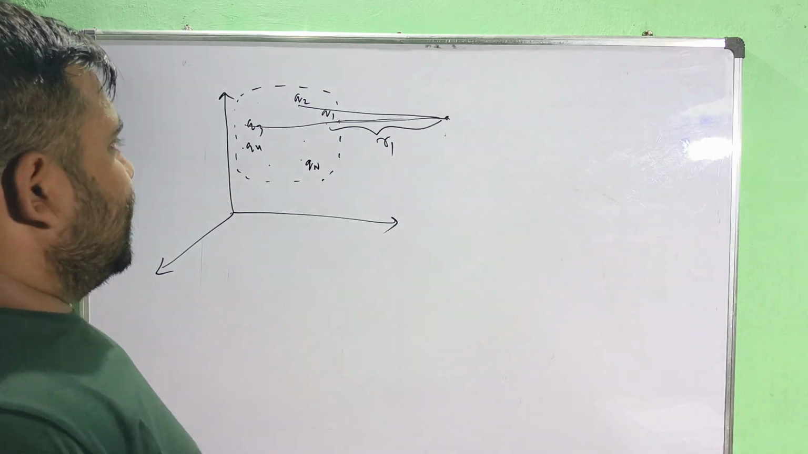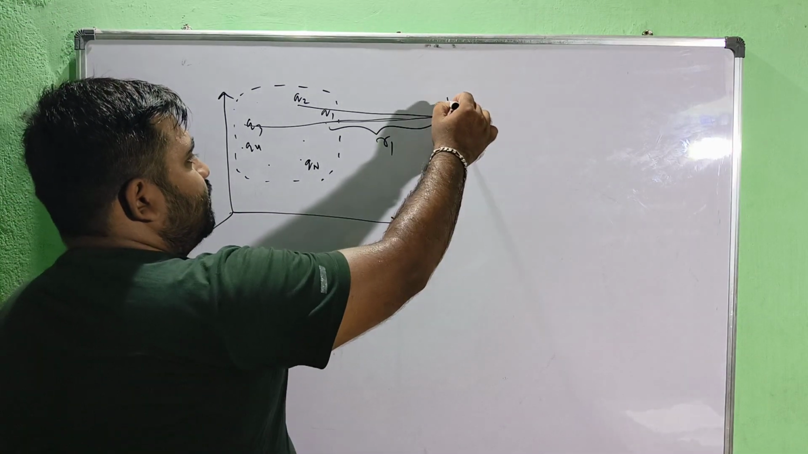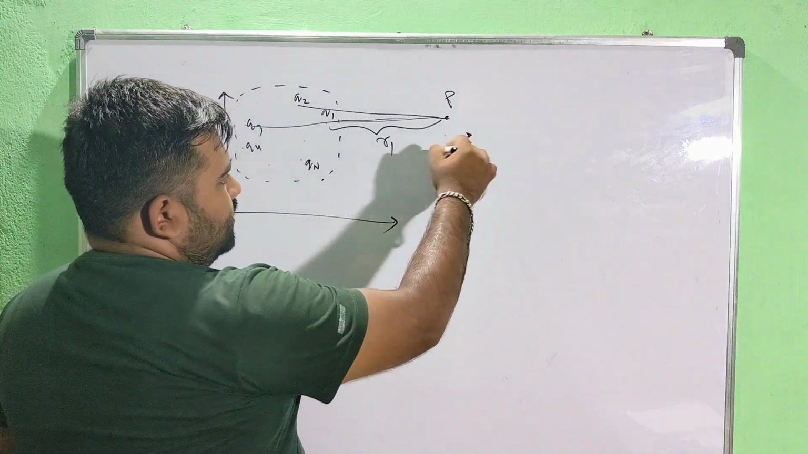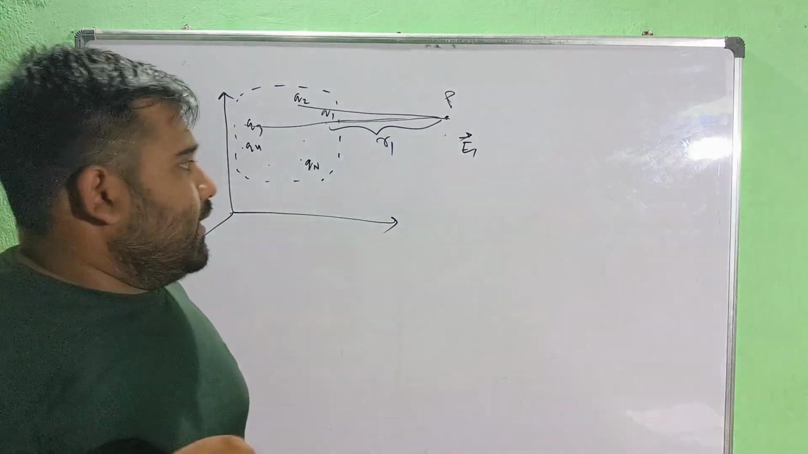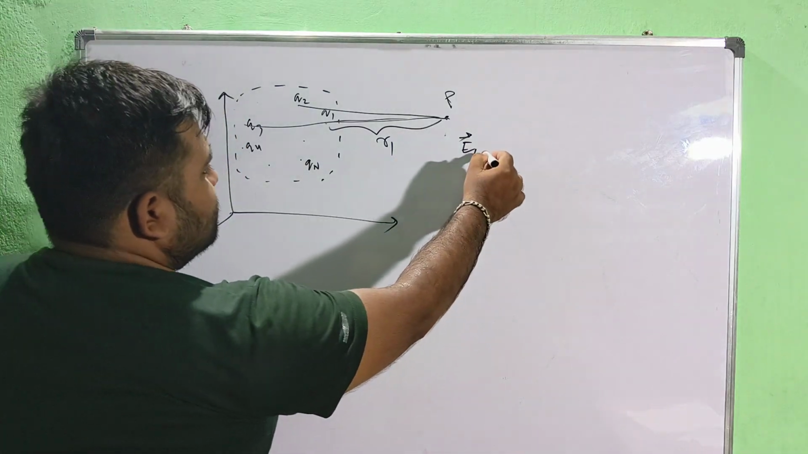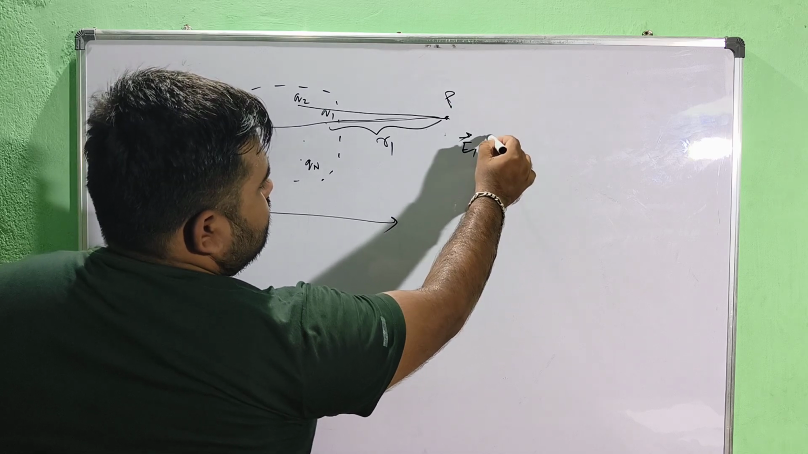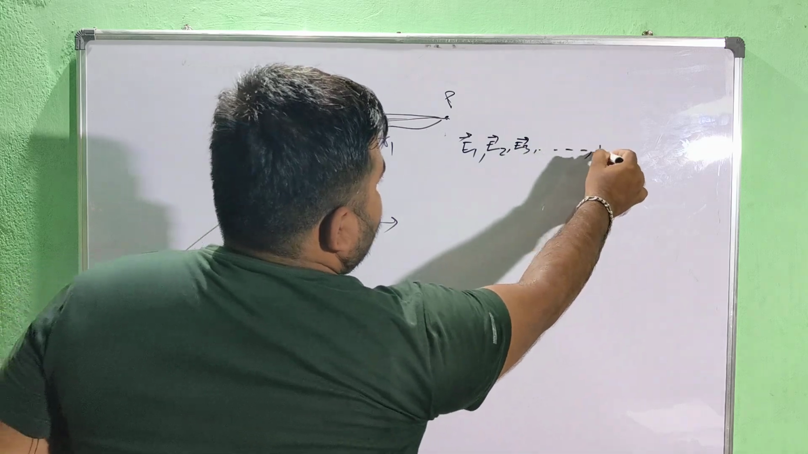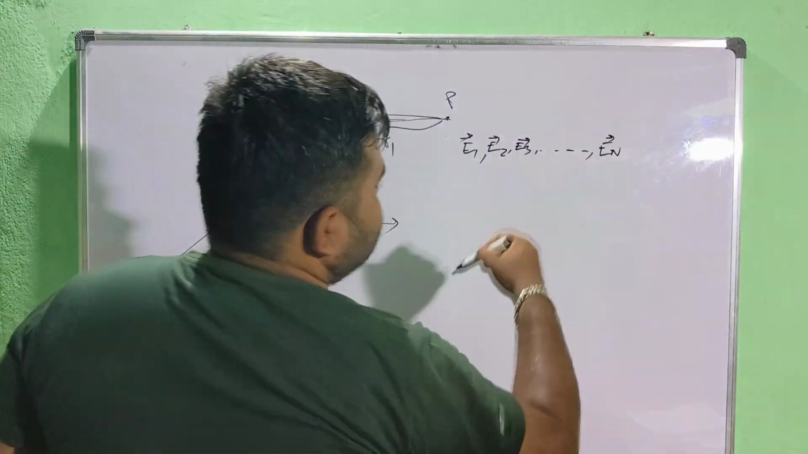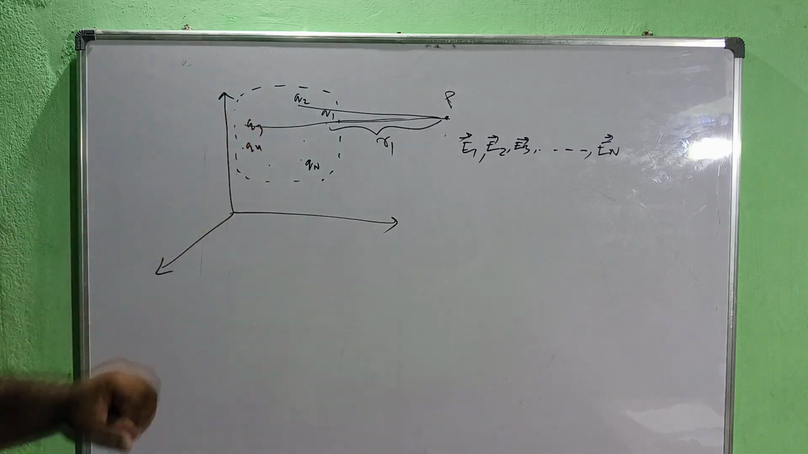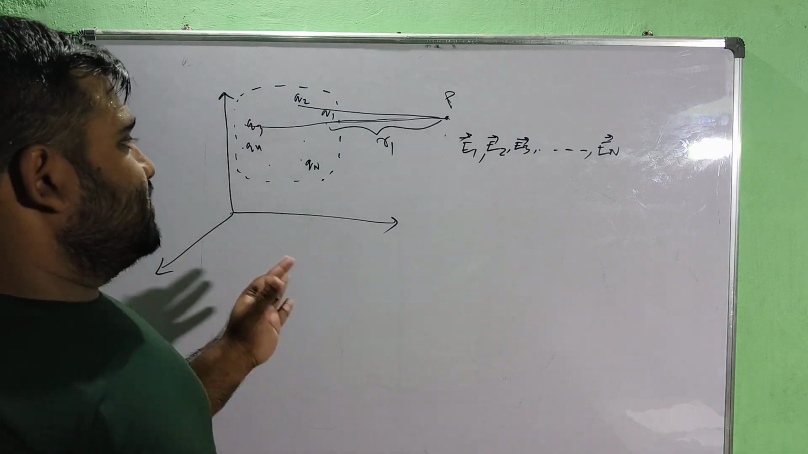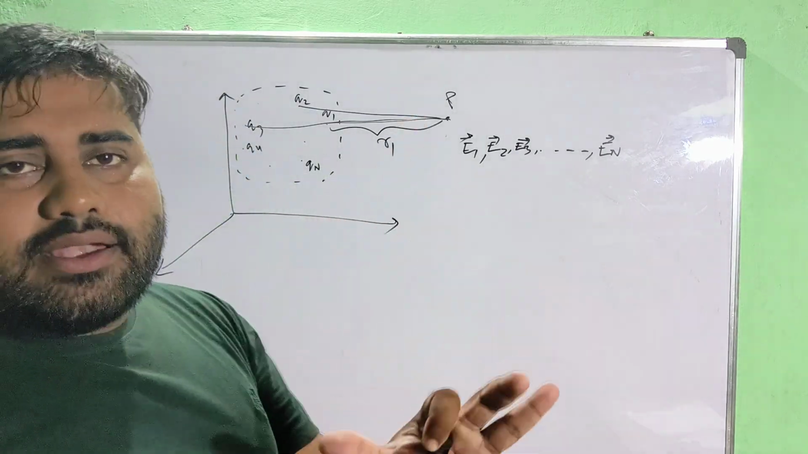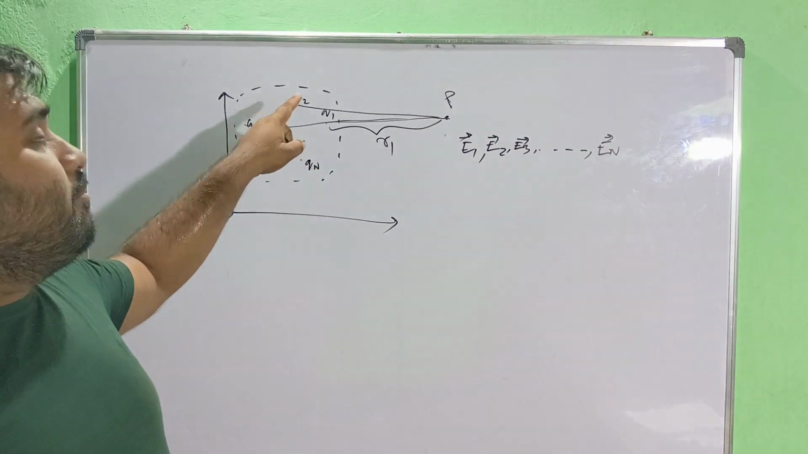So for Q1, let the electric field at this point P be E1. Okay? It is a vector quantity. Just put a vector above it. Then for Q2, it's E2. For Q3, it is E3, and so on for Q, and for the nth charge, you get En at this point P.